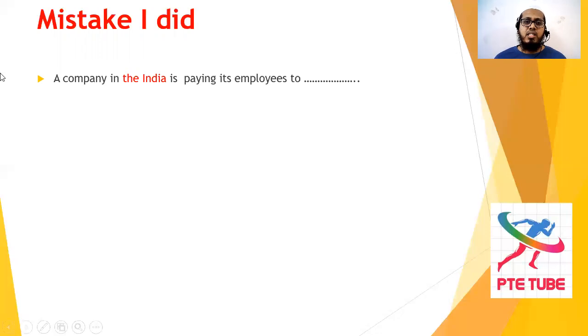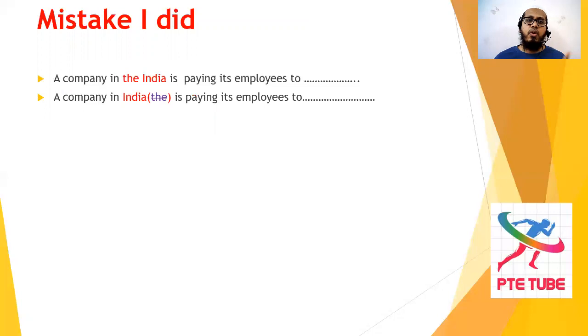Why? Because before the name of a country, India, usage of the article "the" is wrong. What is the actual right sentence? A company in India is paying its employees something, blah, blah, blah. So the second sentence is right, whereas the first sentence is wrong. This is what we are used to, that is what we practice, and this is the information we have. And I certainly had this amount of information.